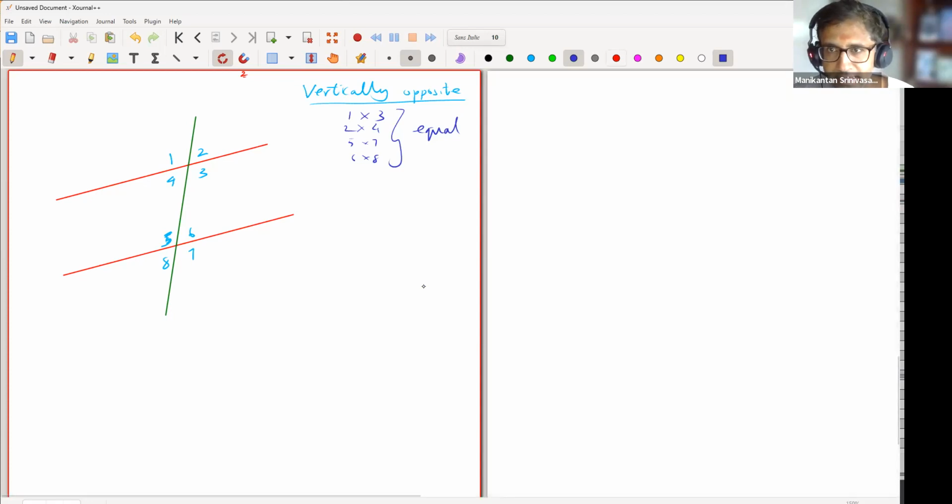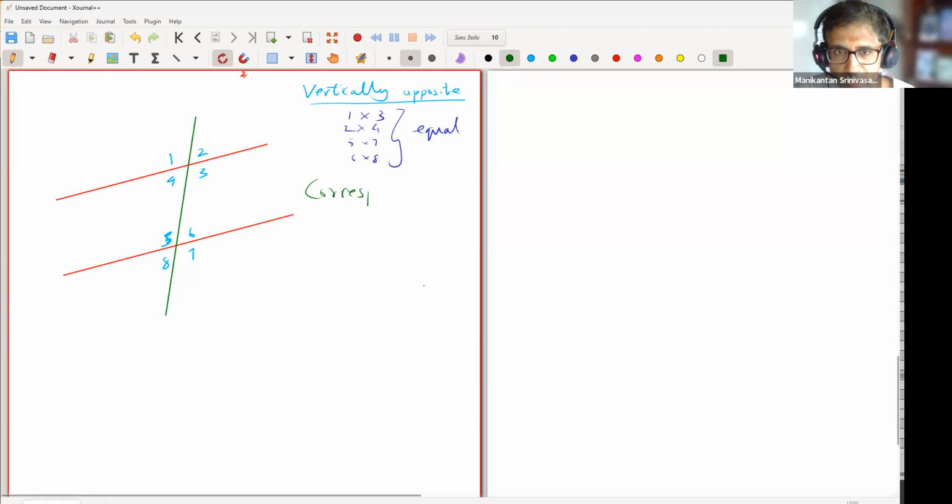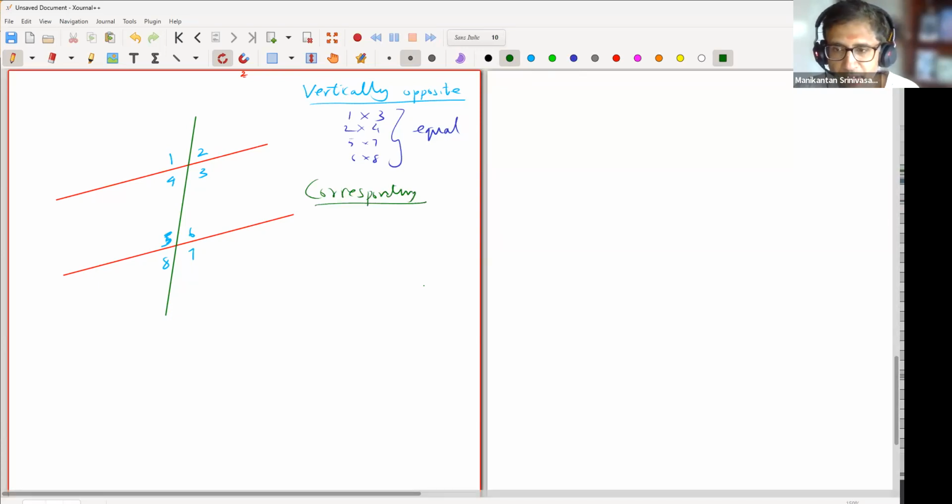Vertically opposite angles. The next collection is corresponding angles. So Saurabh, can you tell me a pair of corresponding angles? Yes, 3 and 6. No, 3 and 6 are not corresponding.